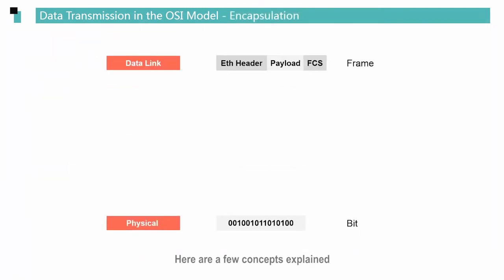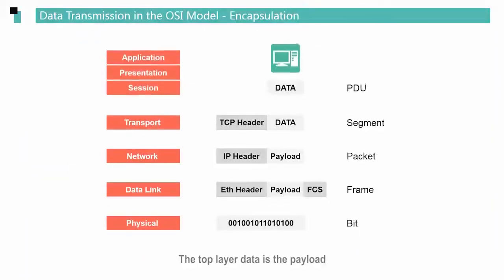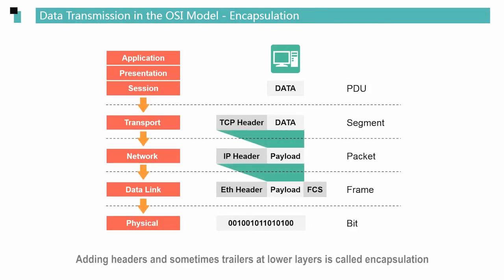Here are a few concepts explained. The top layer data is the payload. Adding headers and sometimes trailers at lower layers is called encapsulation. Each layer has different protocol data units, PDUs. Transport layer PDUs are called segments or datagrams. Network layer PDUs are called packets. Datalink layer PDUs are called frames. There is no real PDU at the physical layer because all data at this layer is simply sent in bits.